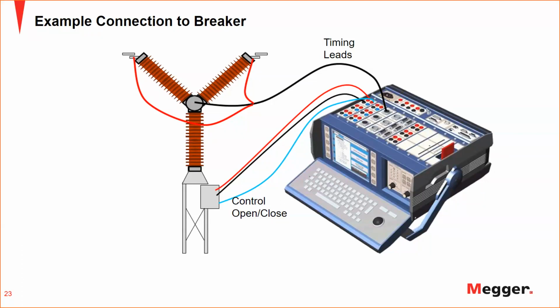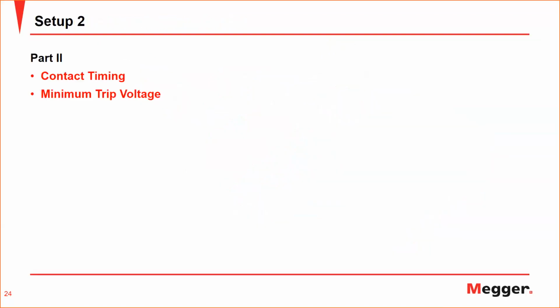So for this setup, I have 2 tests that I'm planning to do. I'm going to do contact timing and minimum trip voltage. Basically, the minimum trip voltage test is similar to the contact timing, but I will be just changing one thing in the control circuitry. We'll talk about it later on, and see what is the reaction of the breaker in that case. And that test is very important to simulate some condition that might have in the substation.